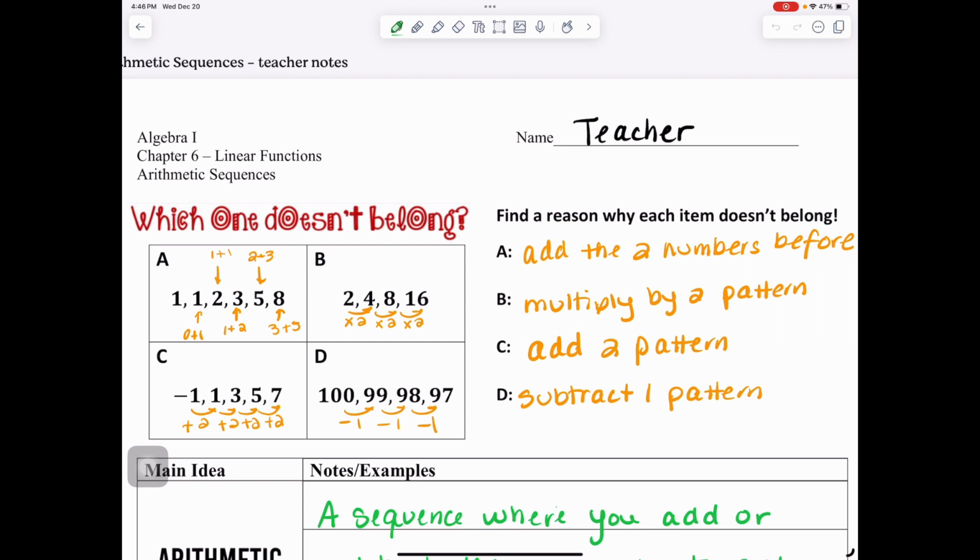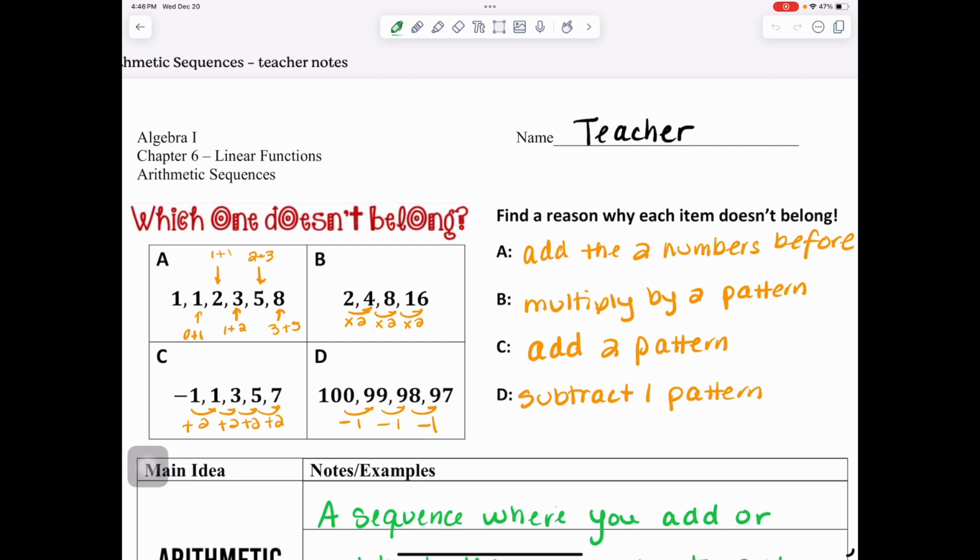So the second term came from adding 0 plus the first term. The third number in the list of numbers, 2, came from adding 1 and 1. 3 came from adding 1 and 2. 5 came from adding 2 and 3. And 8 came from adding 3 and 5. So that's what separates it from the rest. B was different from the rest because it was a times pattern. It was the only multiplication pattern in the bunch.